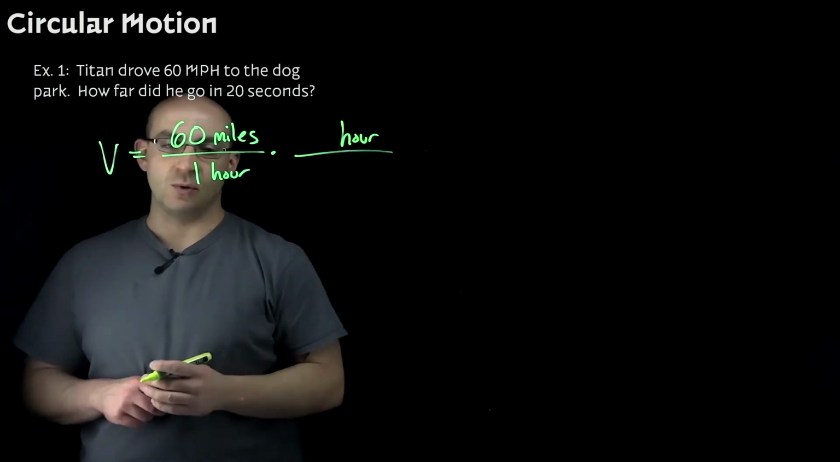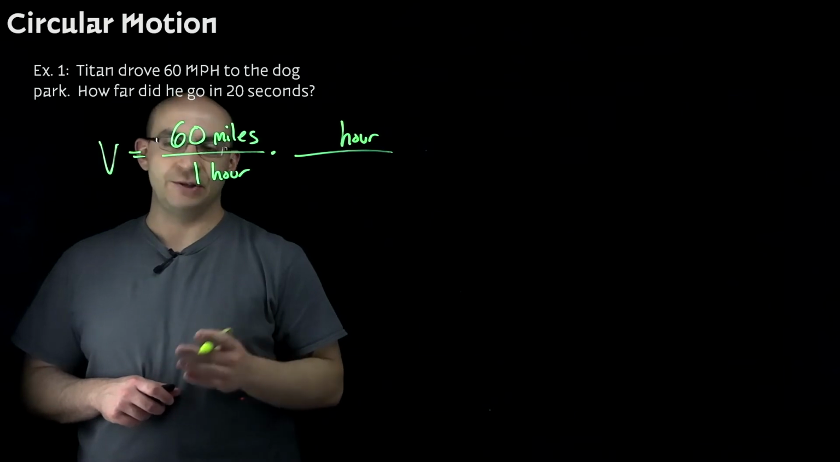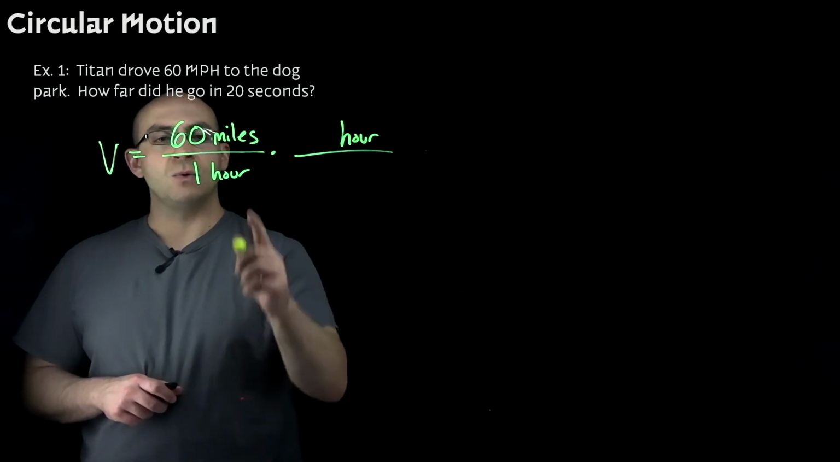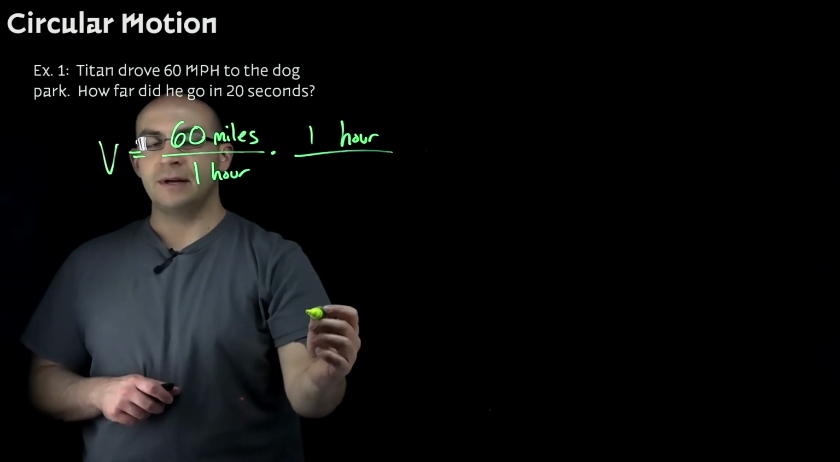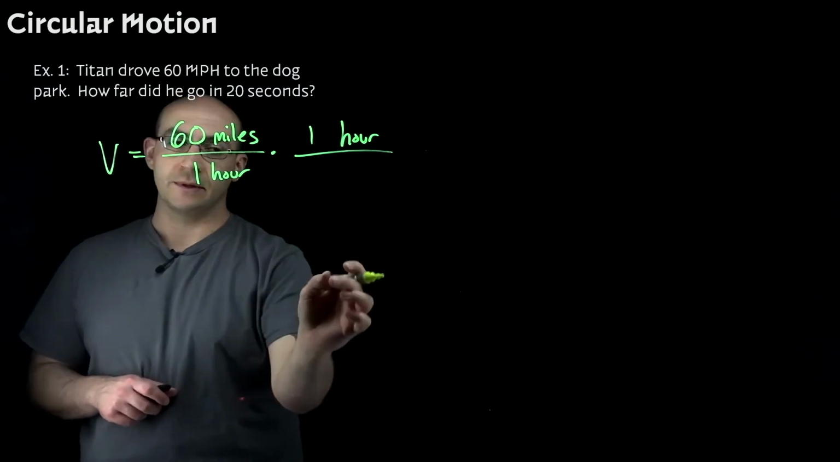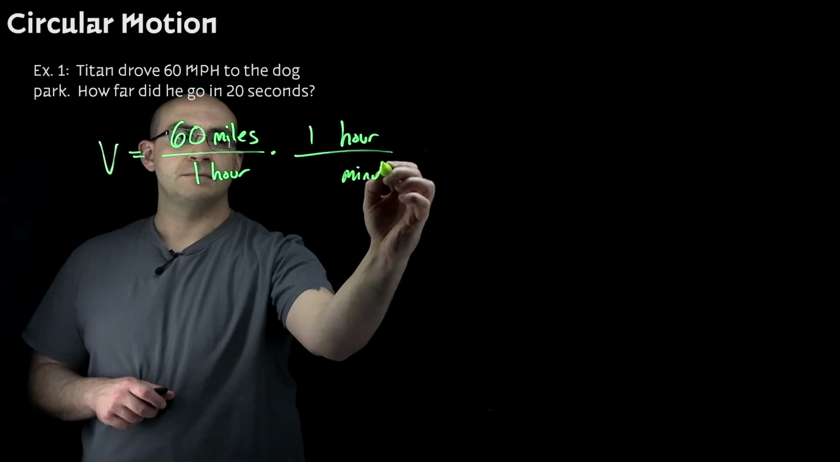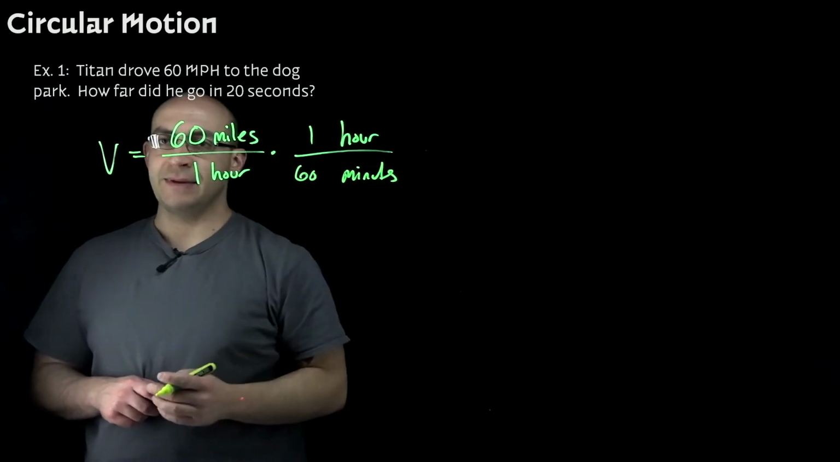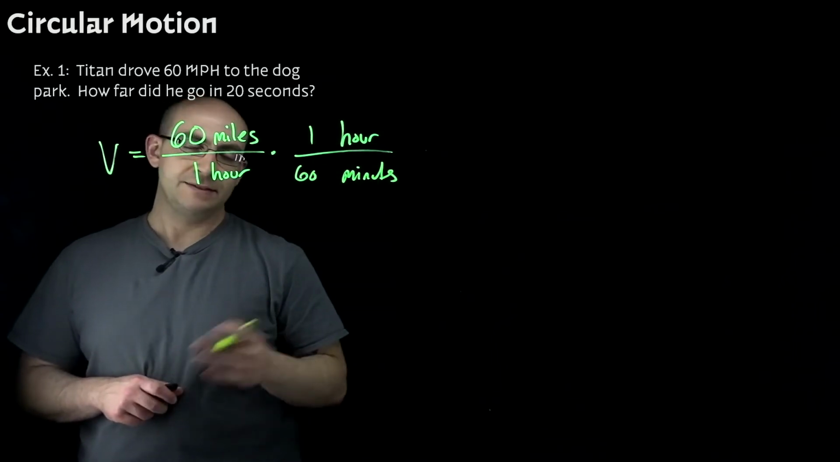Now, I like to go the whole way here. You might want to do a shortcut, and you'll see what I mean in a second. So if 1 hour is on bottom, 1 hour goes on top. The next conversion rate down, because I'm going from a larger measurement to a smaller one, is minutes. And 1 hour is 60 minutes. That's a 1-to-1 conversion. Nothing crazy there.